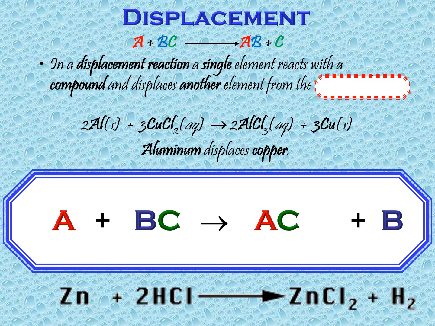This brings us to displacement. A displacement reaction is when a single element reacts with a compound and it displaces one of the members of the compound from the compound. So usually it's a metal, usually it comes along and it bumps something out of a compound. The toy version, so it's A plus BC produces AC plus B.